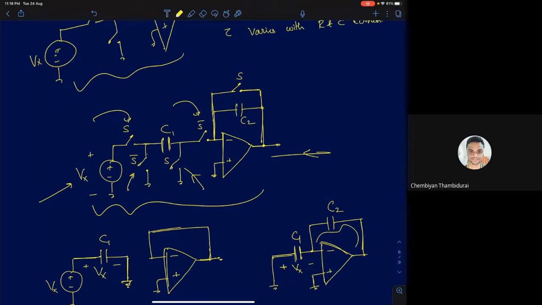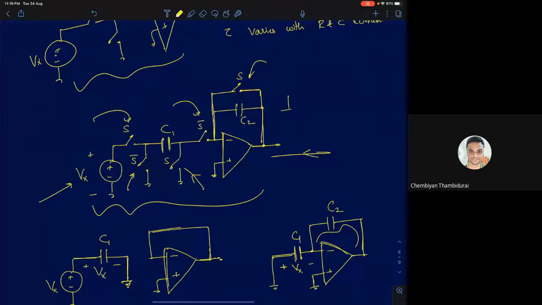And this switch across the capacitor C2 is mainly for discharging the capacitor, because if you don't discharge the capacitor, it has a tendency to store voltages. So we need to emulate resistor behavior. So we need to discharge it every cycle. That's why you have a switch to discharge it. This switch is also controlled by the clock signal.